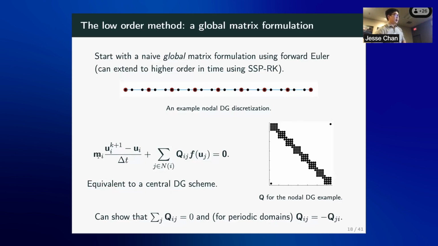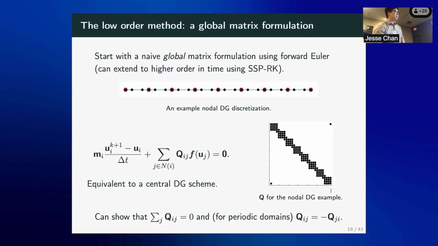So if I take a central DG scheme with central fluxes, then I can rewrite this in a global form for a first order forward Euler update, in the following form. So I just have the forward Euler step here. I'm going to assume that my mass matrix is now diagonal, so I'm just going to scale these terms by the ith entry of my mass matrix. And then I have a matrix vector product that just approximates my right-hand side. This is completely equivalent to a central DG scheme.